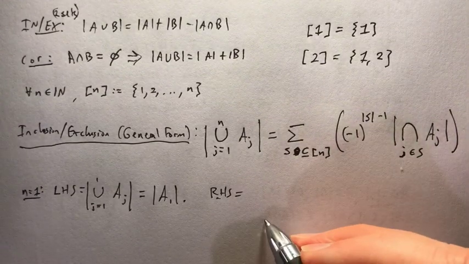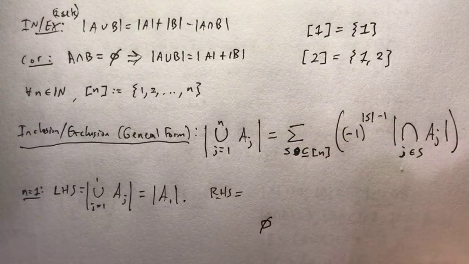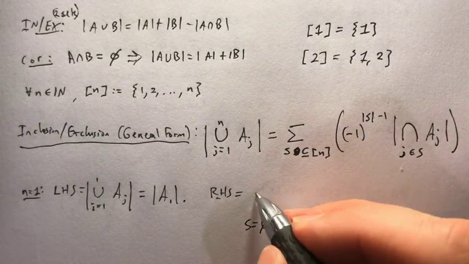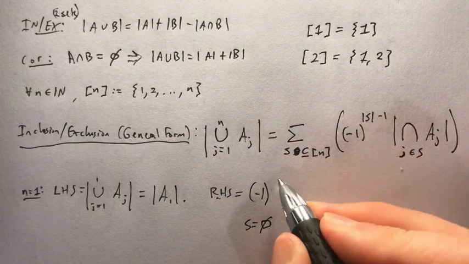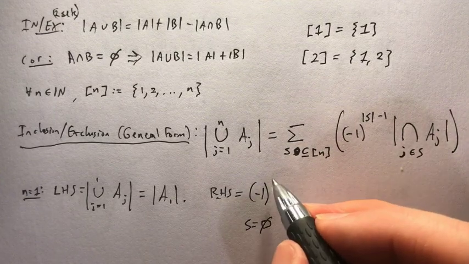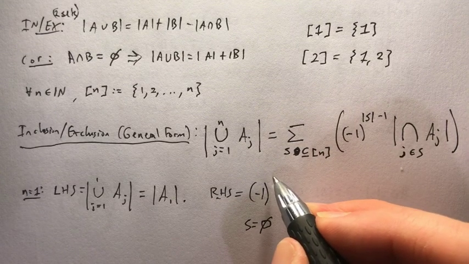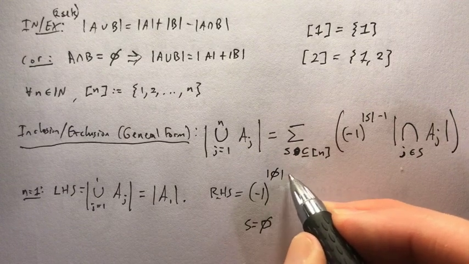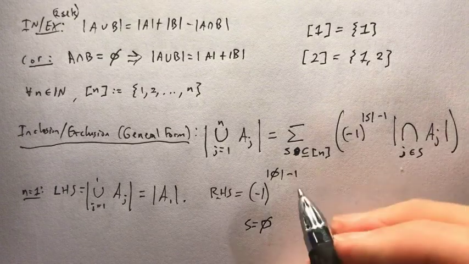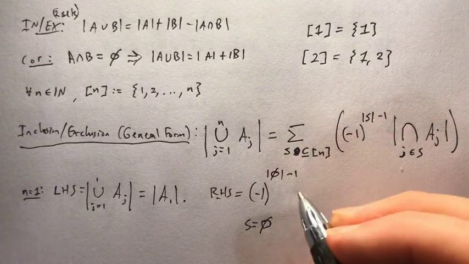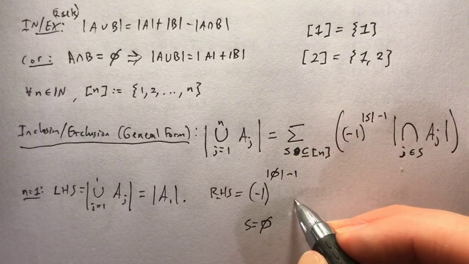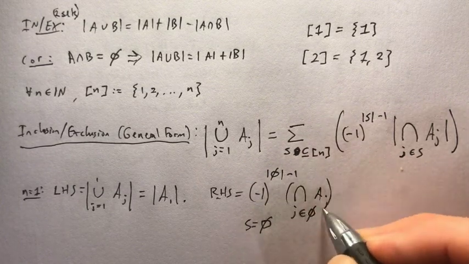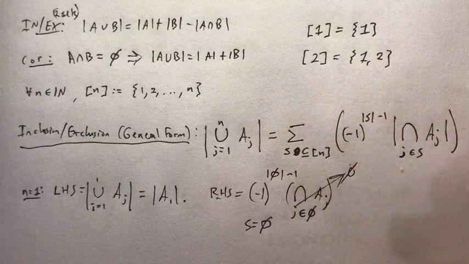So let's just keep track here. Our first subset is the empty set. So when S is the empty set, what do we do? We take -1 to the size of the empty set, and the size of the empty set is 0, minus 1, and then we'll intersect nothing. So that's just going to be nothing.